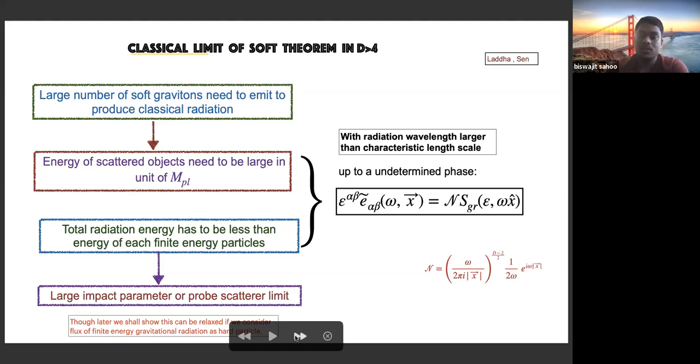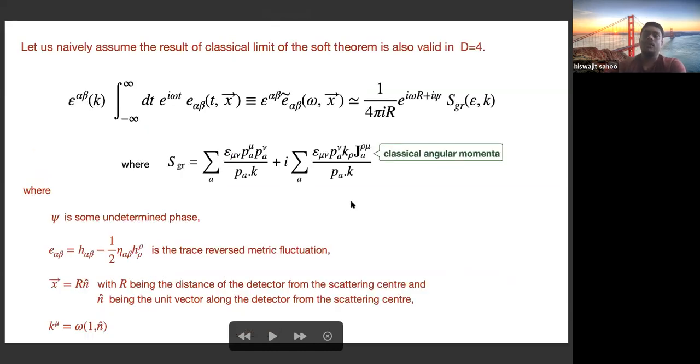So here I just want to tell, for d equal to 4, if you try to specify this thing, this relation will look like this: the Fourier transform in the time variable of the trace reversed metric fluctuation contracted with the polarization turns out to be this normalization with some undetermined phase psi times the soft factor, where the soft factor is written here. Up to subleading order, I have just written it down. This is the leading soft factor, and this is the subleading soft factor, where this J rho sigma is not now the derivative of the momenta, but you have to replace the classical R cross P term for the orbital piece.